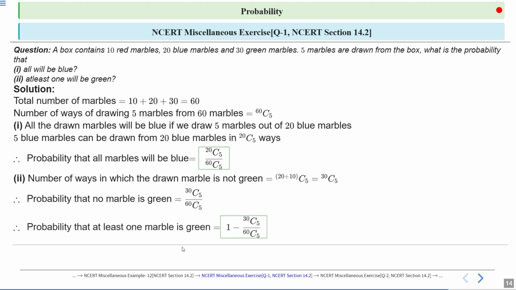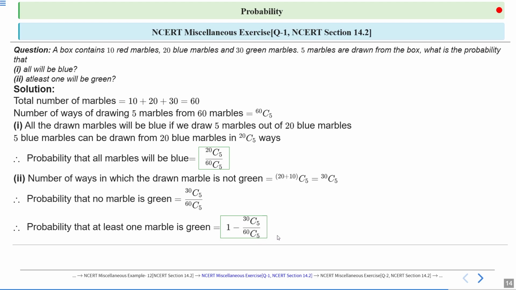And now we will use the probability of the complement of an event. The probability of a complement is equal to 1 minus the probability of event A. So the probability that at least one marble is green can be found as 1 minus the probability that no marble is green. We already found that the probability that no marble is green is 30C5 divided by 60C5. So the probability that at least one marble will be green is 1 minus 30C5 divided by 60C5.